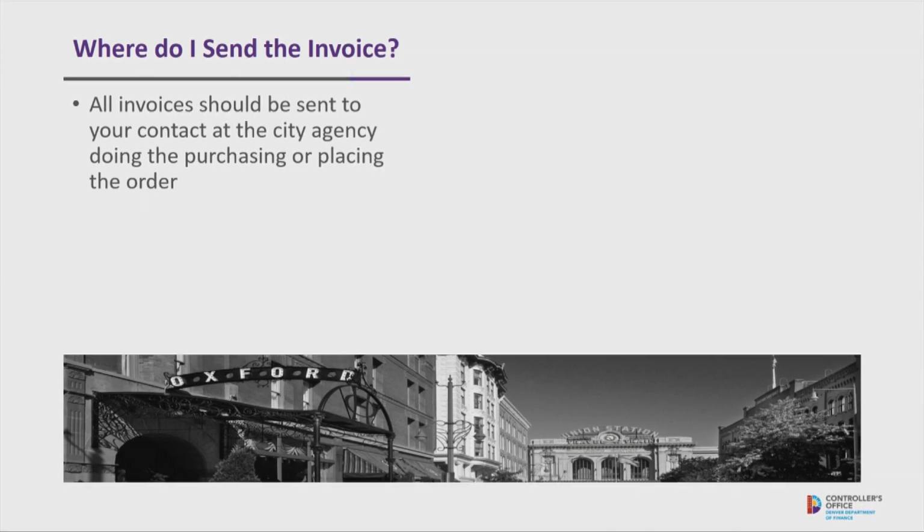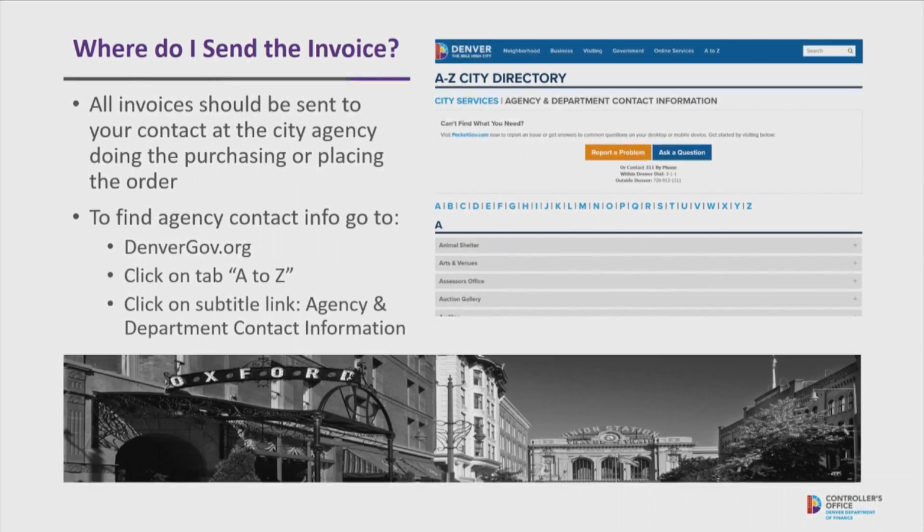And once you have the invoice all ready to go, where do you send it? All invoices should be sent to your contact at the city agency doing the purchasing or placing the order. If you don't know who that person is when you started out or who placed the order, you can go to the Denver Gov website. Up on the top bar, you see A to Z. That takes you to the A to Z city directory, and then you'll click on the agency and department contact information, and then you'll see it's listed alphabetically by agency. Once you click on the agency you're looking for, that will give you the contact info, either email or a phone number.